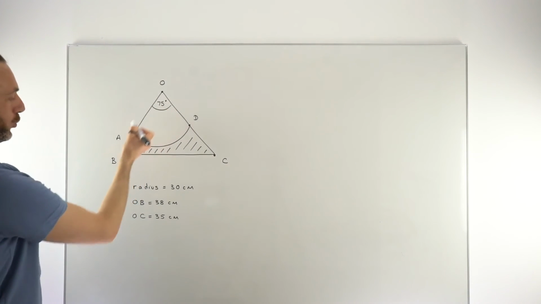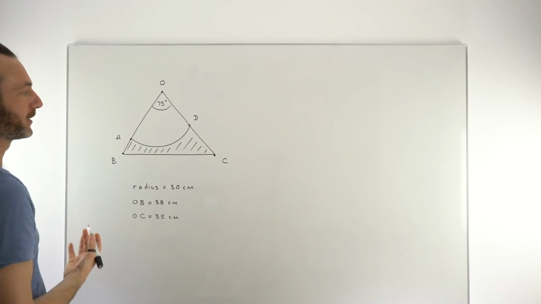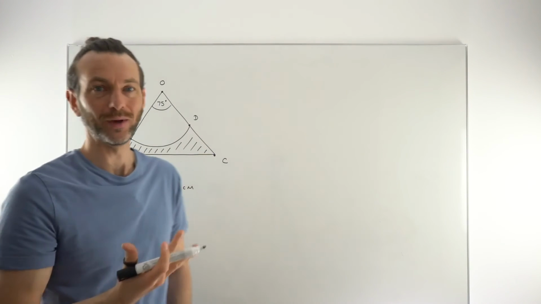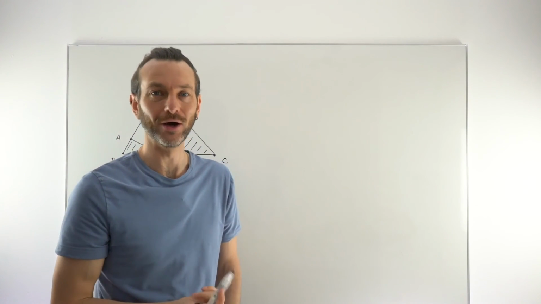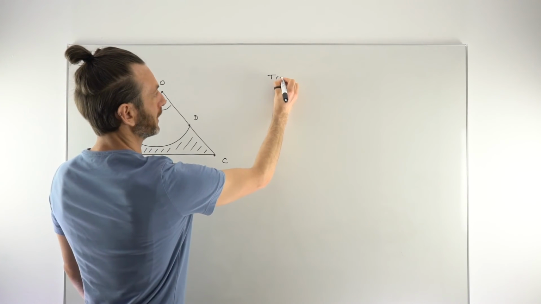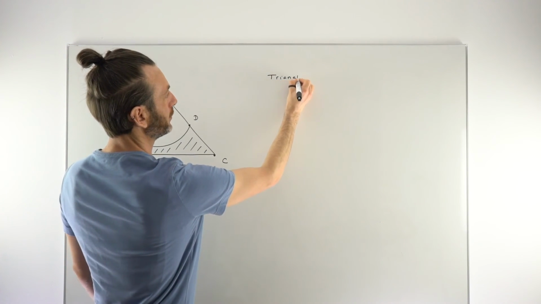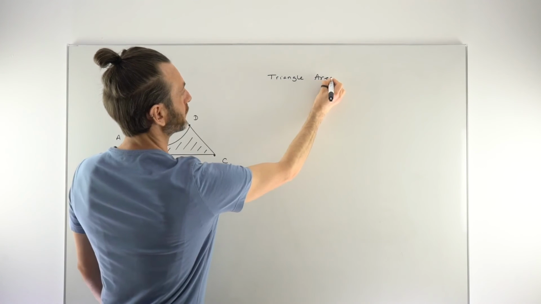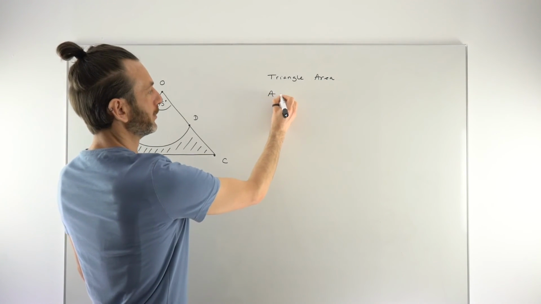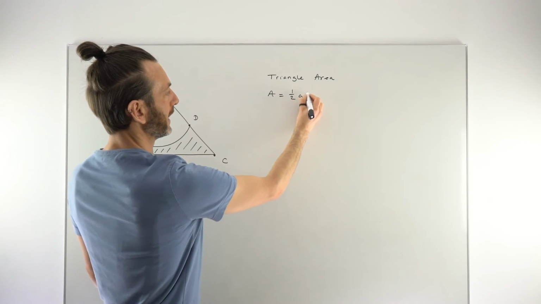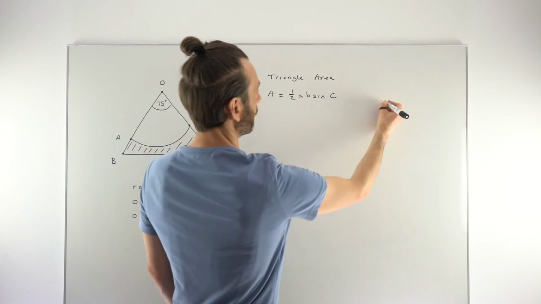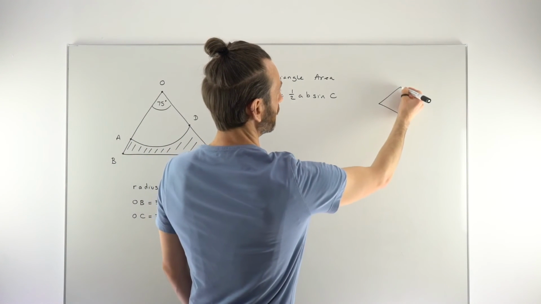So that's the triangle O to B to C. It's a non-right triangle, so we need to think, okay, how do we make the area of a non-right triangle? So let me just put this here. So we're working on the area of the triangle. Well, there's a formula on the formula sheet that says that the area of a non-right triangle is given by 1/2 AB sine C.